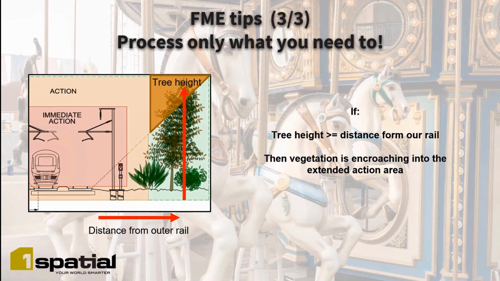And then the next most important thing is only process what you need to. You've seen me show you quite a few 3D diagrams, but actually we processed all of the data in 2D because it's so much quicker. And when we thought about it, we didn't actually need to process in 3D. So the only 3D element here is the height of the trees for the extended action area. So the distance from the outer rail we knew, and the tree height we knew. And if the tree height is more than the distance from the outer rail, then that tree is encroaching, that vegetation is encroaching. And we could do that from the LiDAR data because we know how tall the trees are. So a little bit of thinking meant that we could process things a lot quicker.